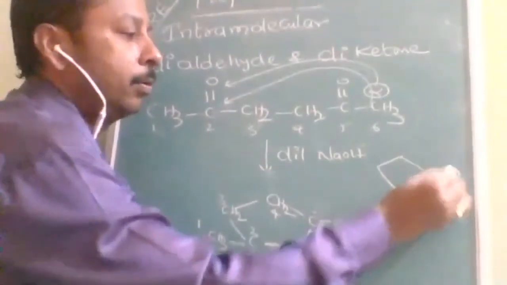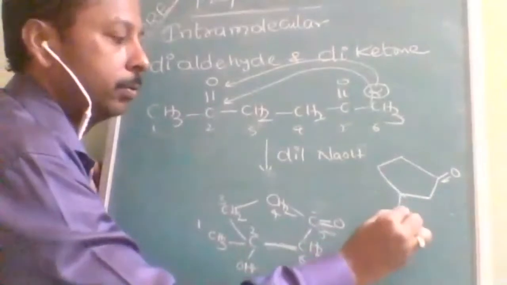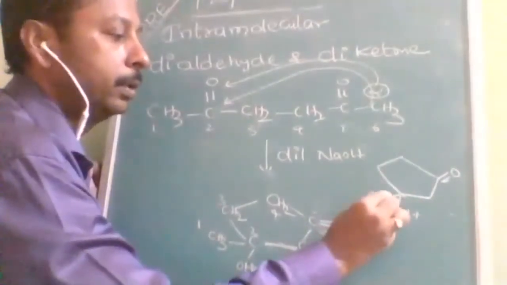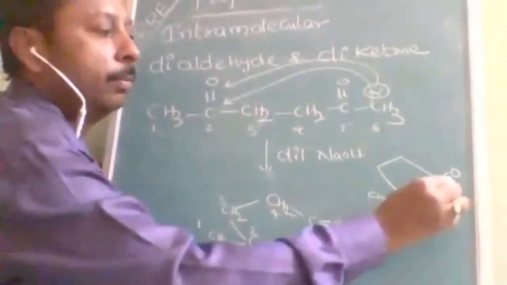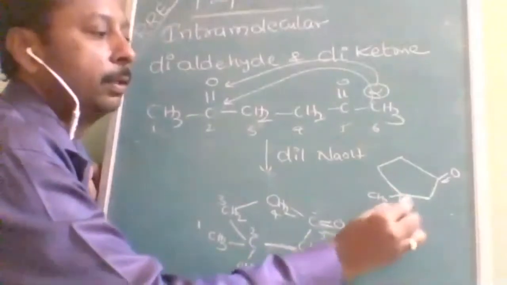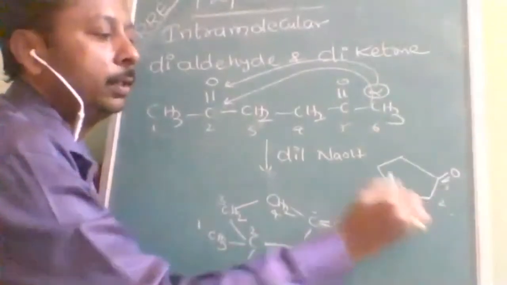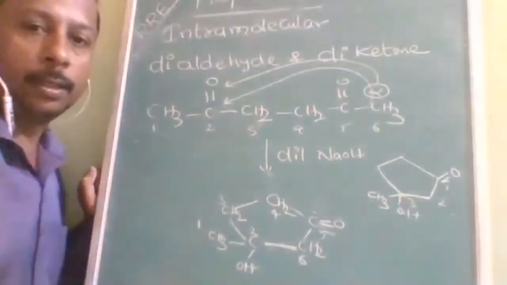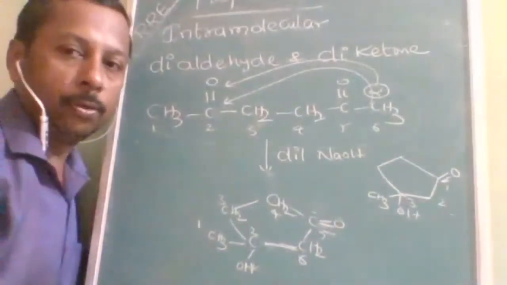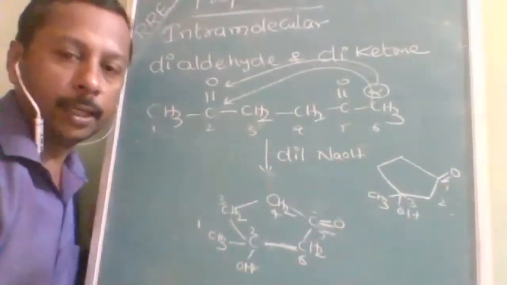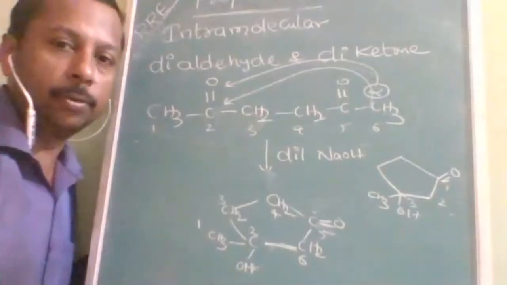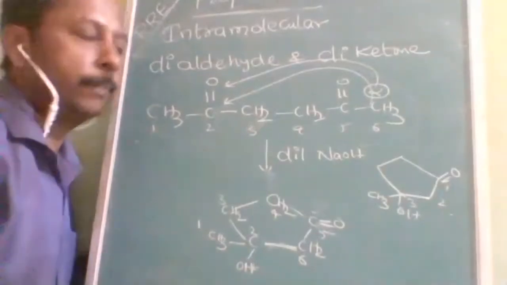C double bond O, and it is OH, and it is CH3. Numbering will start from here, 1, 2, 3: 3-hydroxy-3-methyl pentanone. What is the answer? 3-hydroxy-3-methyl pentanone. Once again I am explaining.